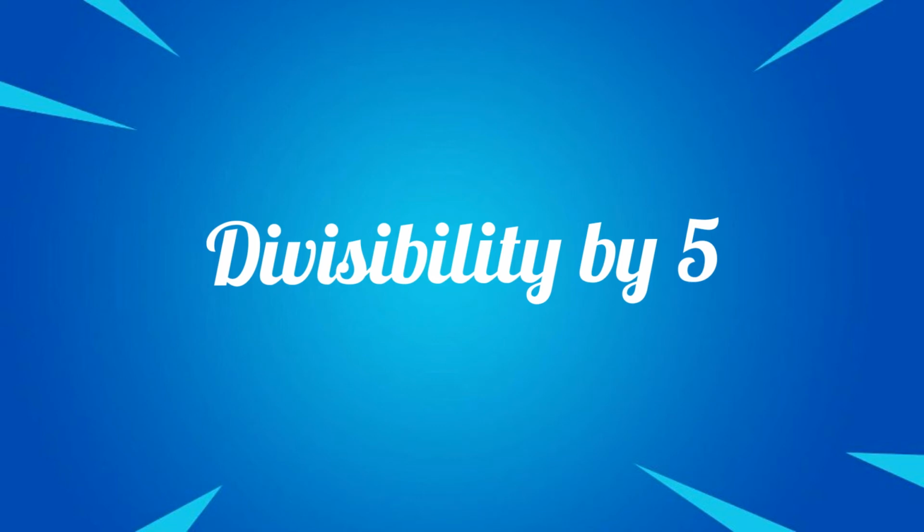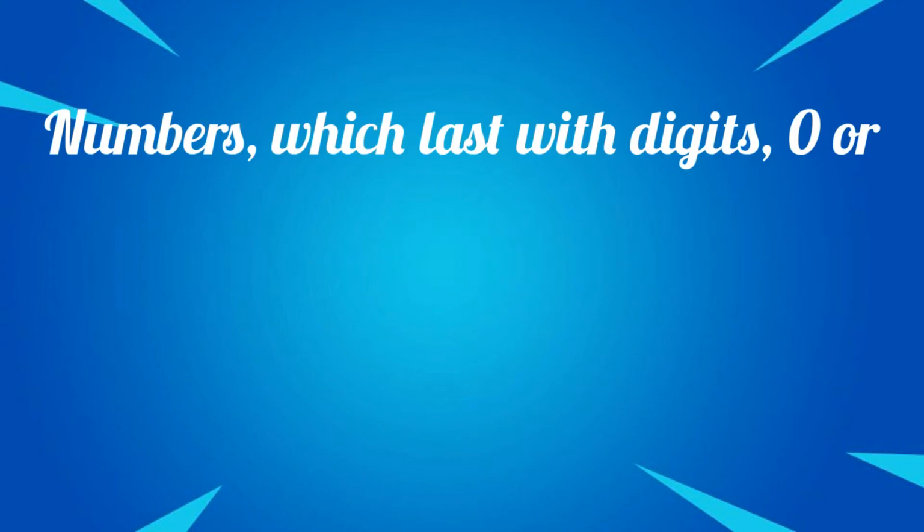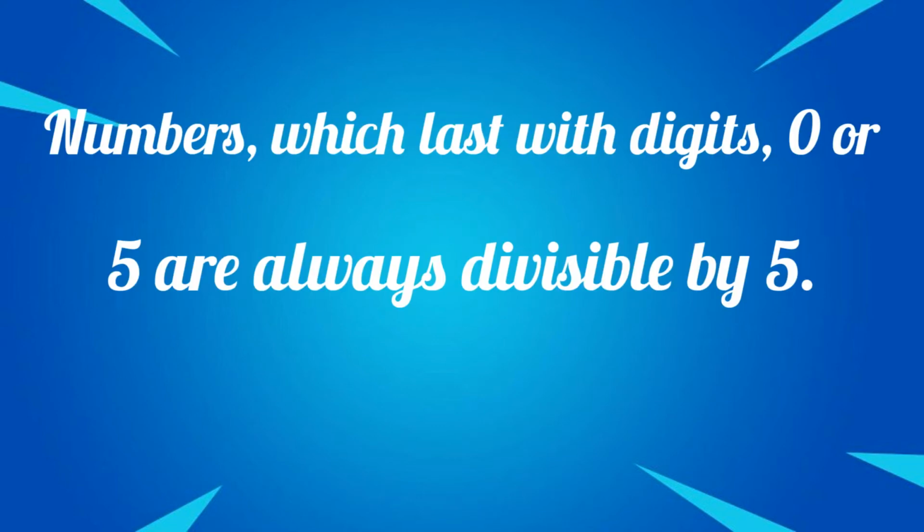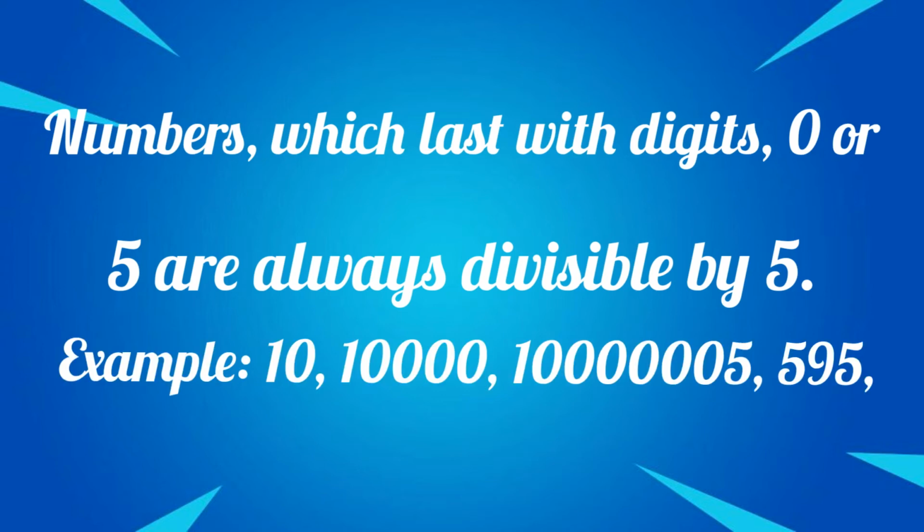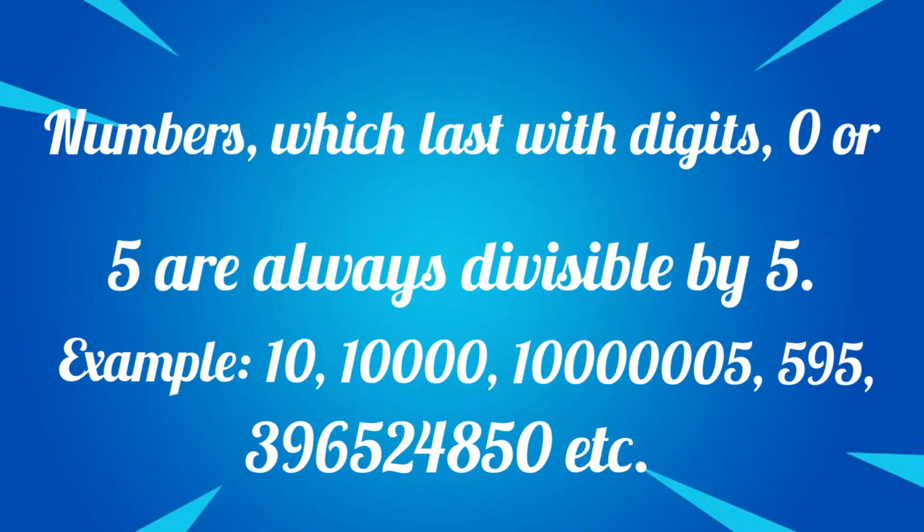Divisibility by 5. Numbers which end with the digits 0 or 5 are always divisible by 5. Example: 10, 10,000, 1 crore 5, 595, etc.